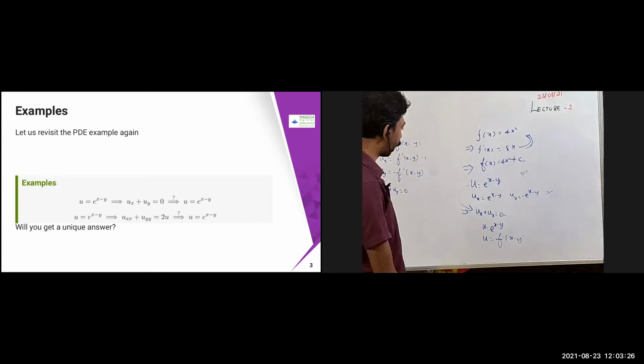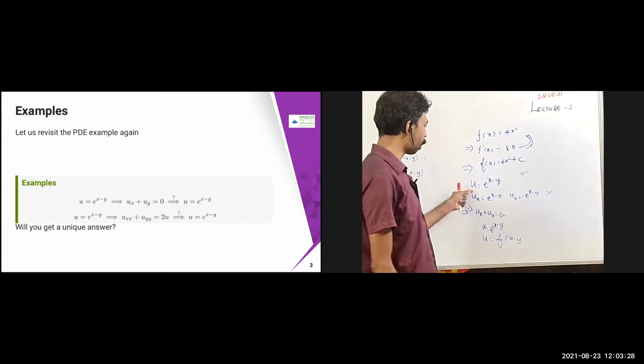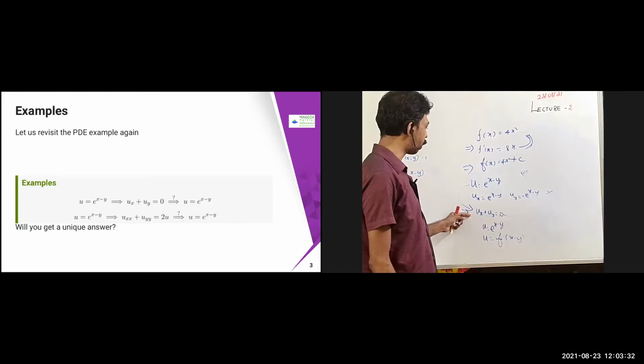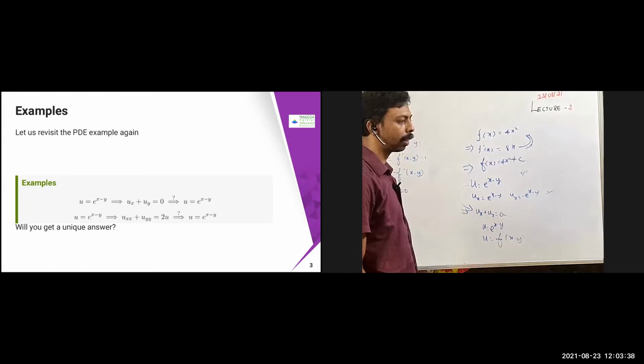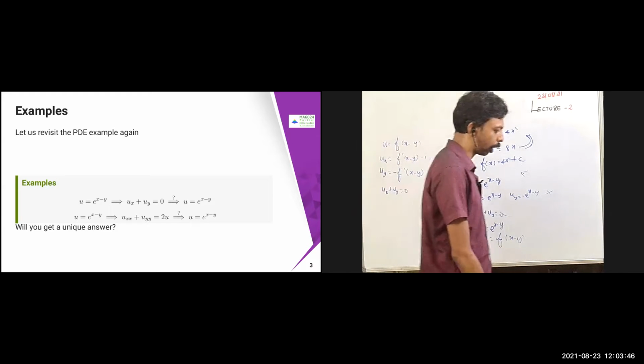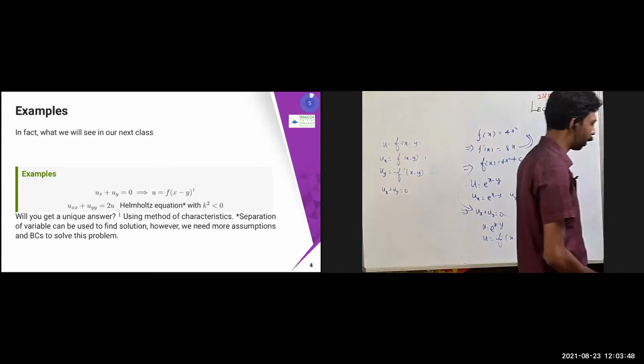That means if a function is given, from that you can find a partial differential equation, a unique partial differential equation. But if a partial differential equation is given, it is not necessary that you are going to get the same function you started with. You'll get plenty of functions, so you will not get a unique answer. These things we have discussed already in the last class.